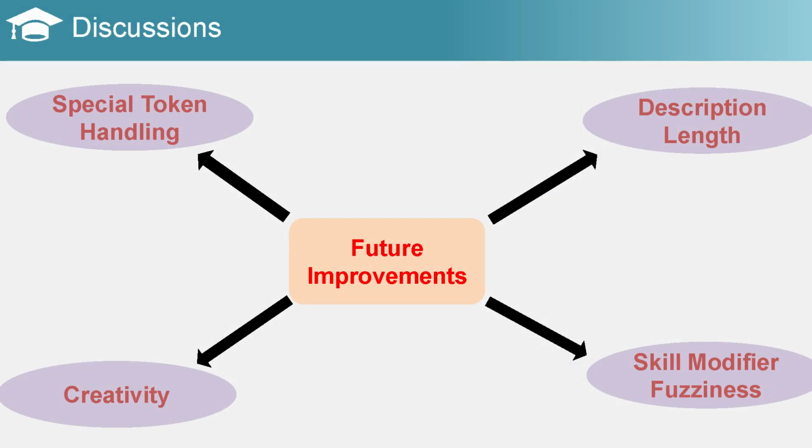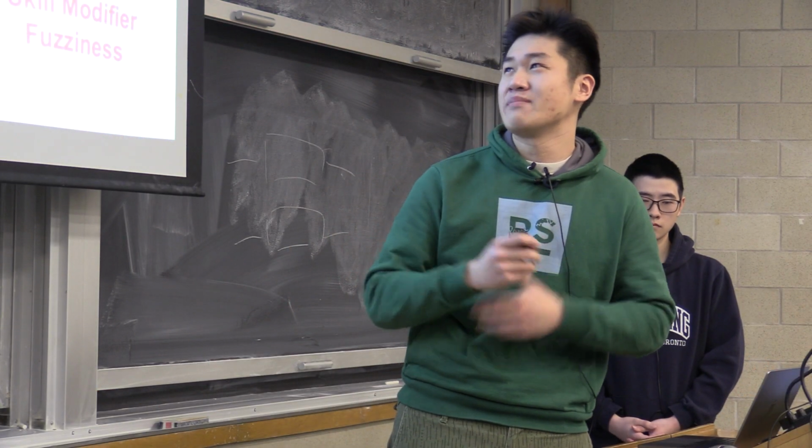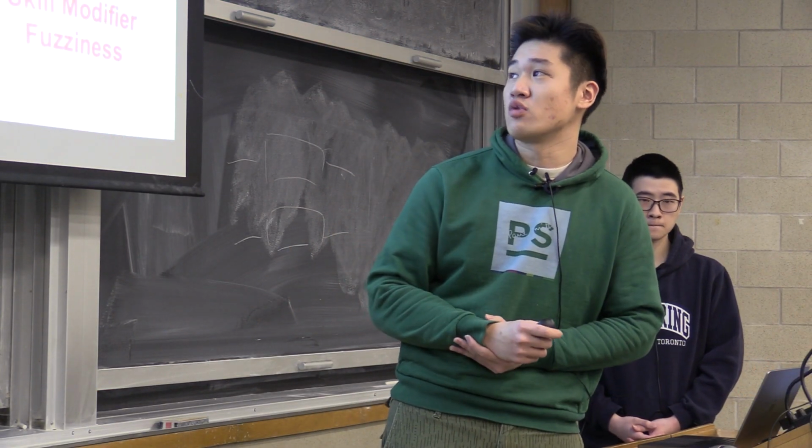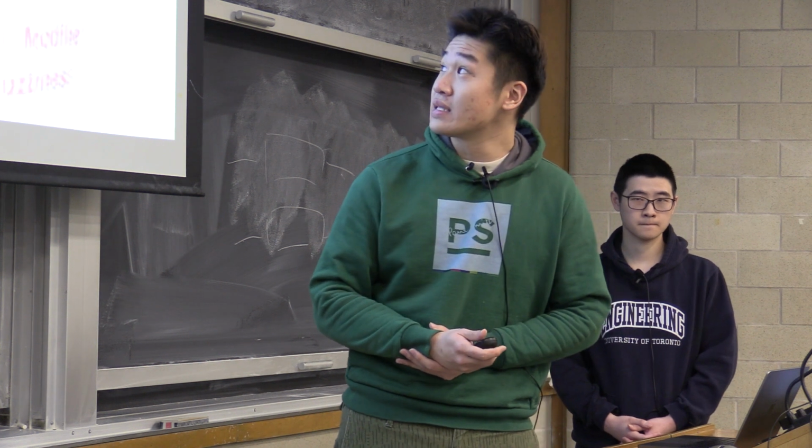For future improvements, we hope to extend the description length and to make our description more creative, since we believe the description can then output more details of the character. Also, for the skill modifier fuzziness, we have to fix it because it's hard for the model to differentiate, and the special token is not well handled somehow. So these are all the improvements we want to make in the future. And thank you, everyone.